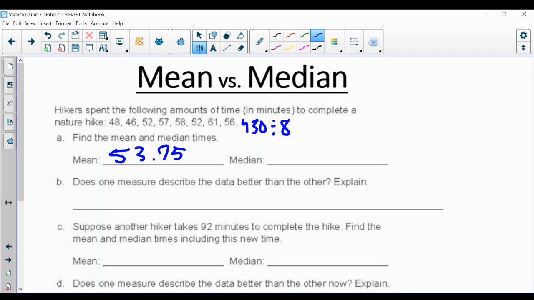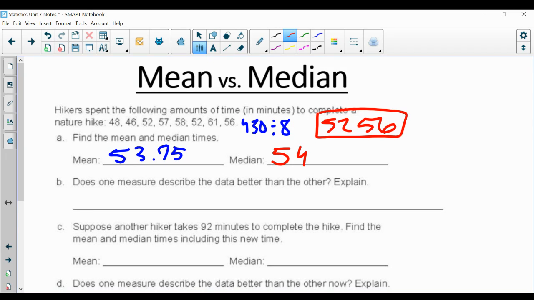All right. And then when finding our median, you should have put all the numbers in order and you would have ended up with 52 and 56 in the middle. You should have had two numbers in the middle, meaning you had to add those two numbers together and then divide by 2, and that would have given you an answer of 54. So your median is 54.